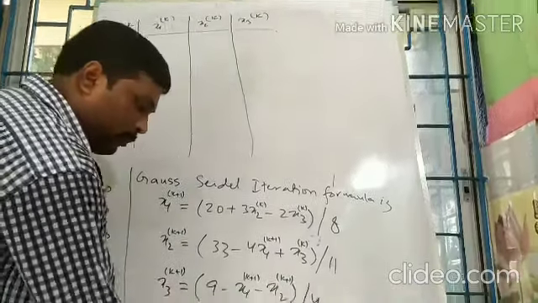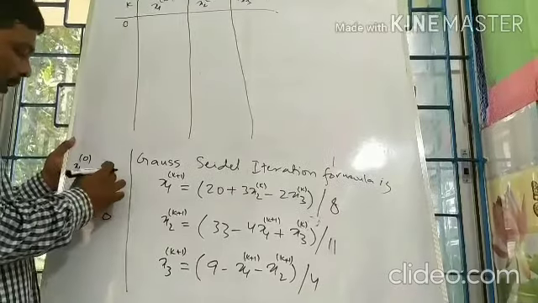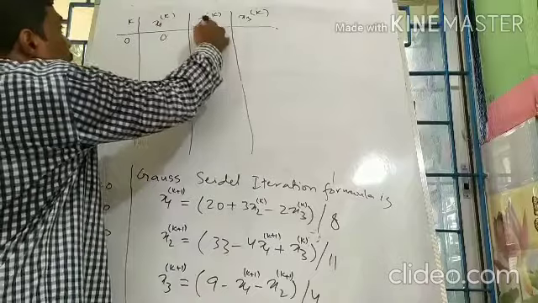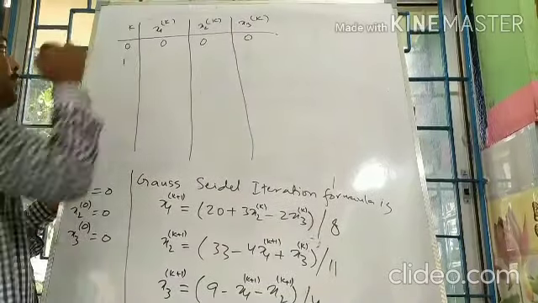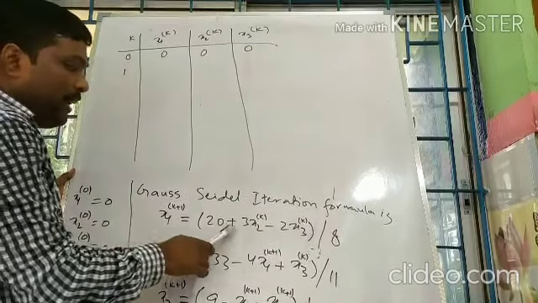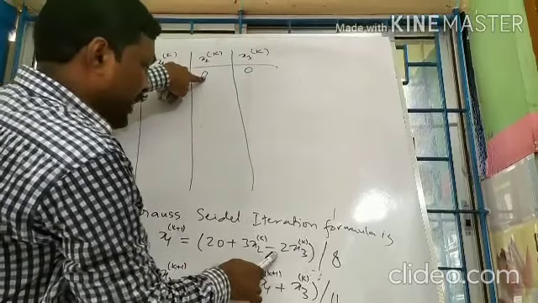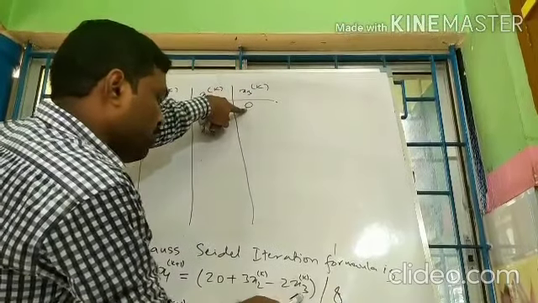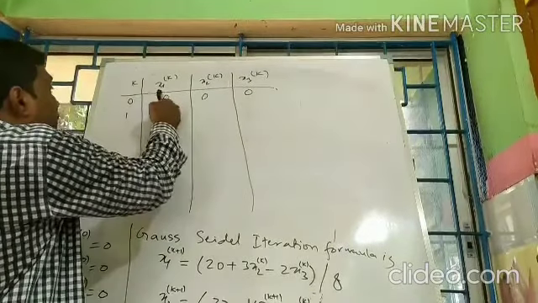Initially, when k equals 0, the initial approximations of x1, x2 and x3 are all 0. Now when k equals 1, we have to calculate x1. x1 equals 20 plus 3 times the previous value of x2, that is 0, minus 2 times the previous value of x3, that is 0. So 3 into 0 is 0, 2 into 0 is 0. That is 20 by 8, which is 2.5.